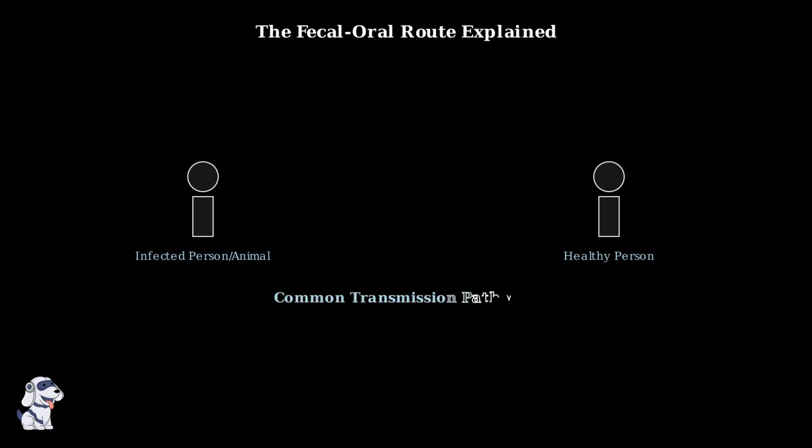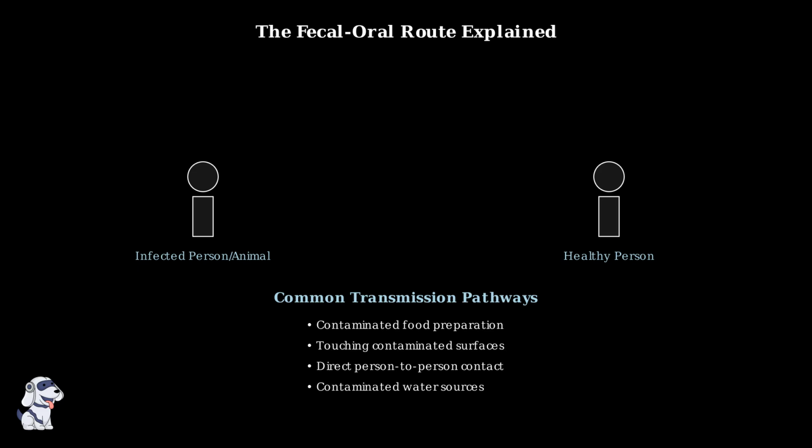There are several ways these cysts can reach someone's mouth. Contaminated hands can spread cysts during food preparation or when touching surfaces that others will later touch. Direct contact between people, especially in childcare settings, is also common.